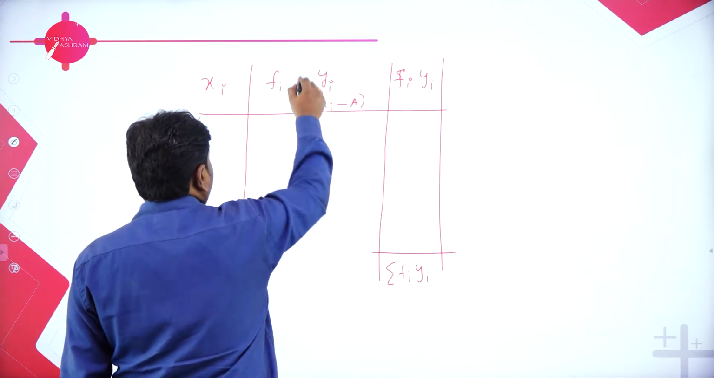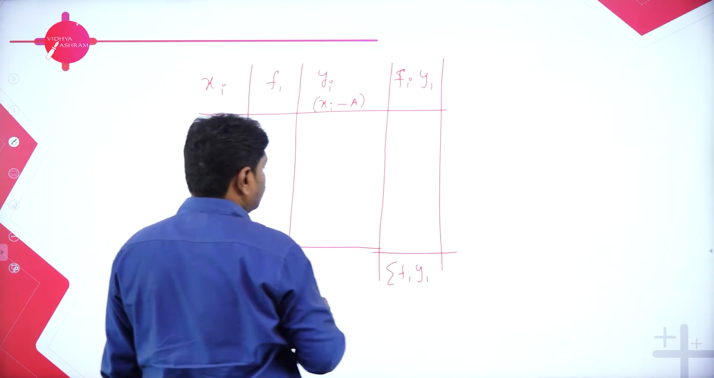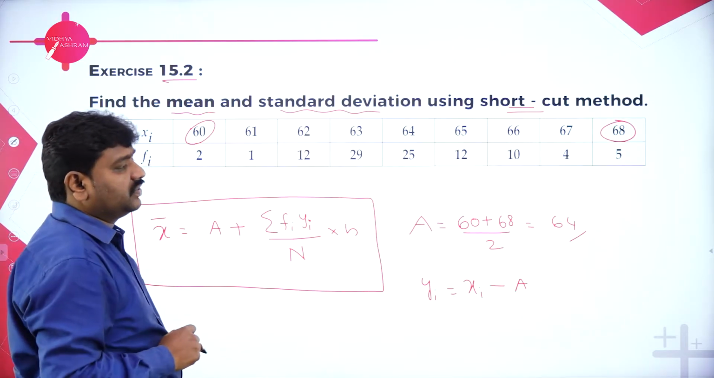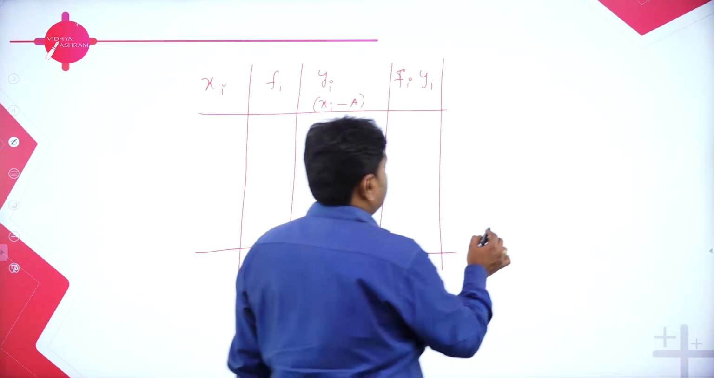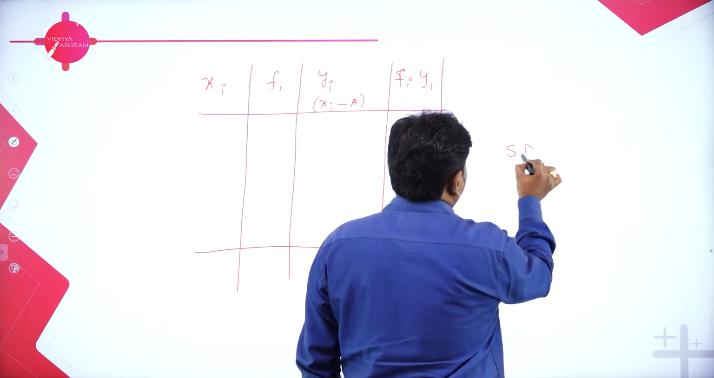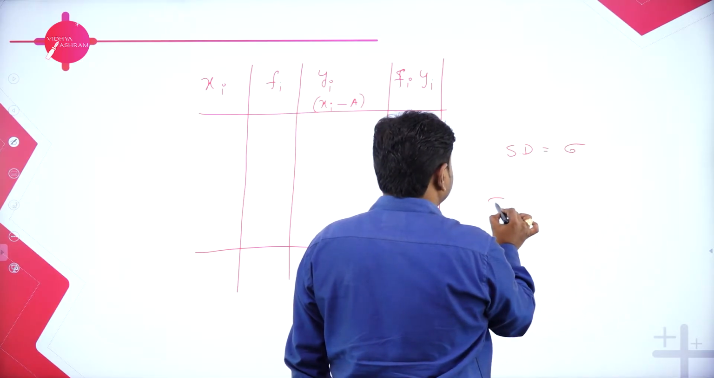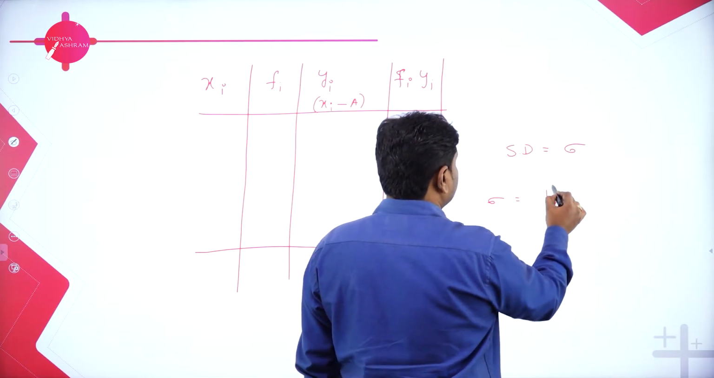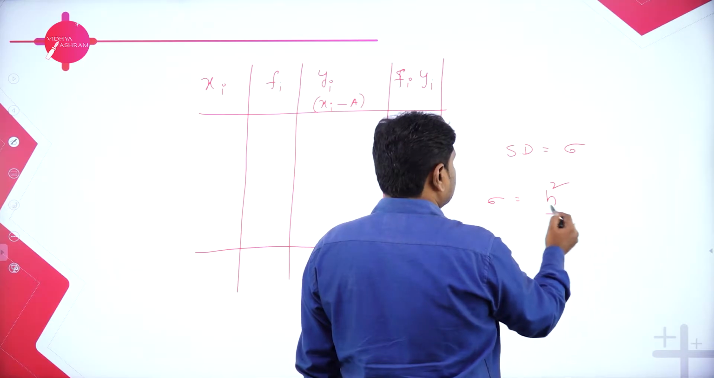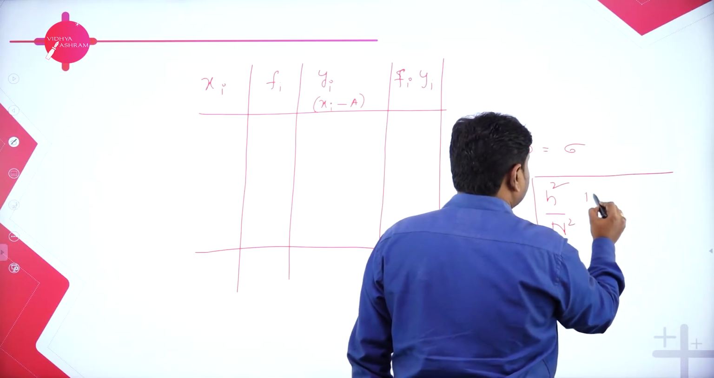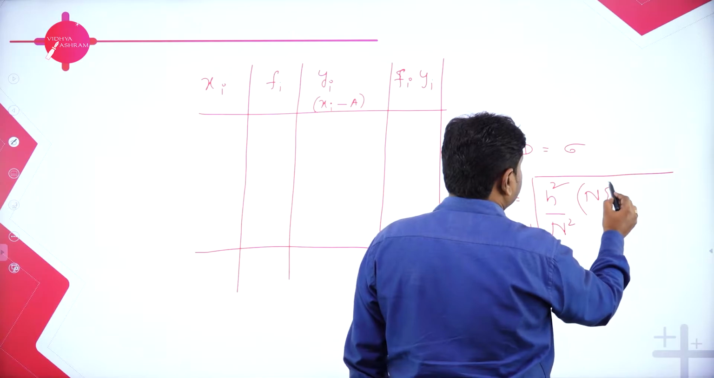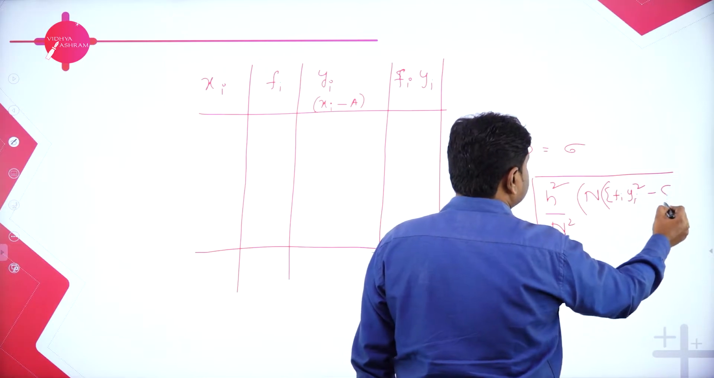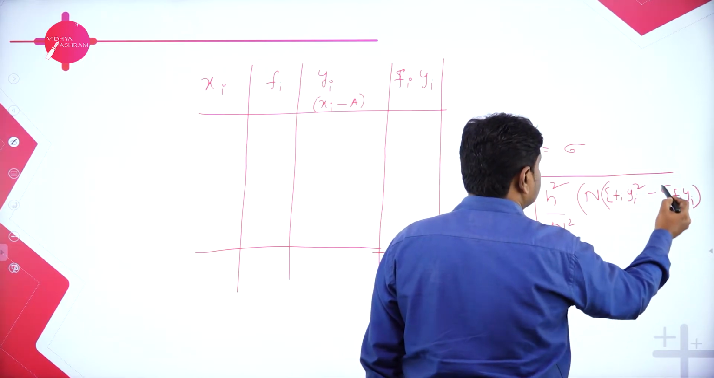Further, not only this, after you calculate the assumed mean, after you calculate the mean using the formula, then they want the standard deviation. What is a standard deviation? Standard deviation is symbolized by sigma. Sigma, or standard deviation, is equal to h square by n square, under root, n into sigma fi yi square minus sigma fi yi the whole square.